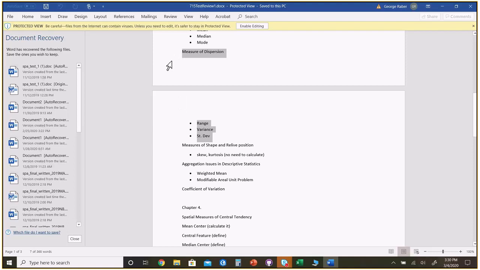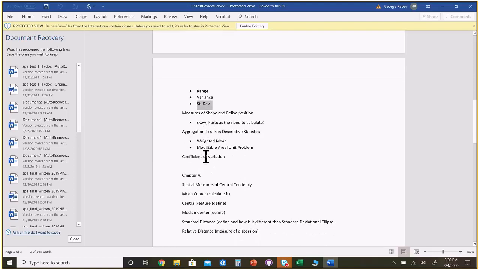Calculations here, but you can use whatever tools are at hand. You don't actually have to calculate it, but you will have to interpret. Like, what does standard deviation measure? It's a measure of spread. So if I ask you, based on the standard deviation, which one has a bigger spread, or if I ask you what unit standard deviations are in, you should look that up. Okay, aggregation issues in descriptive statistics.